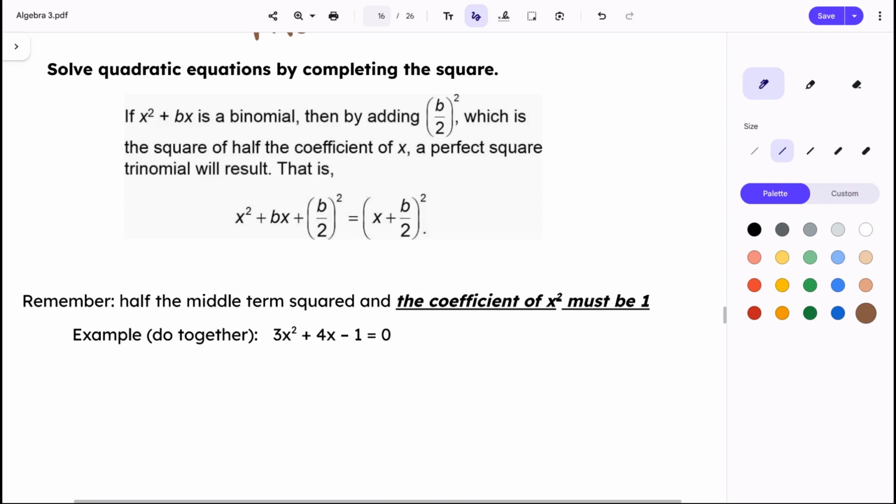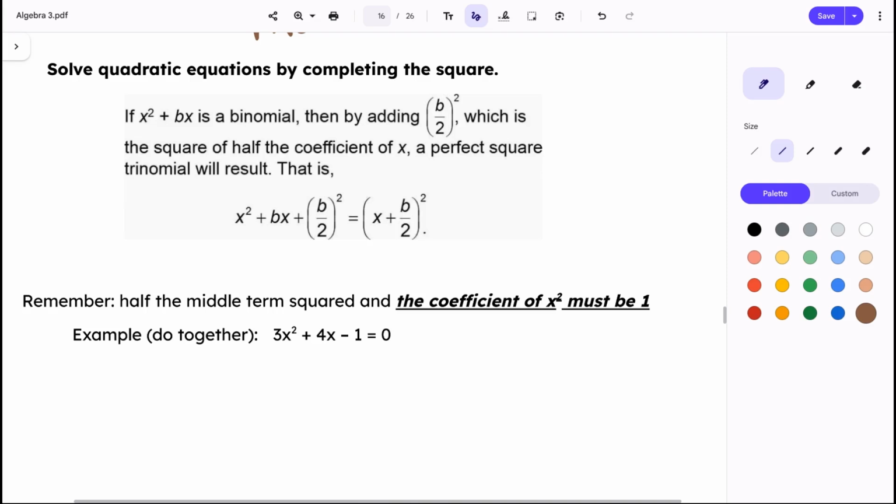How completing the square works is you're going to take the constant term, you're going to move it over to the other side of the equal sign. So again, like the last ones, I don't want them to say equal 0. I want to have a constant term on the other side of the equal sign.